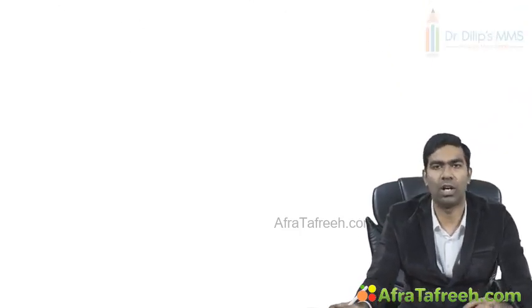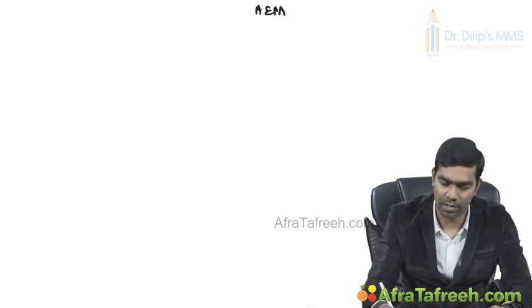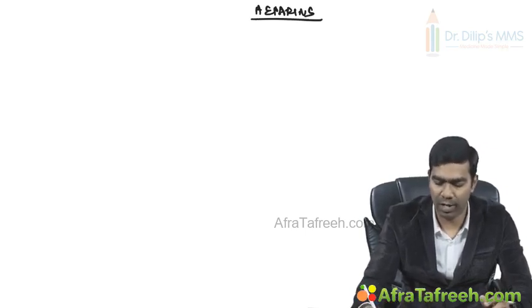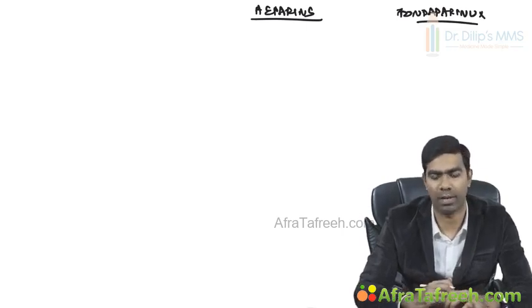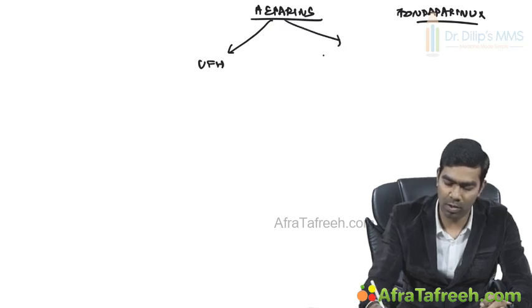Clear? So now, having said all these things, we can discuss the heparins. Clear? Heparins, and you have fondaparinux also separately. We can put it separately, even though it can be put under heparins, but let me put fondaparinux separately. Heparins have two types. One is called unfractionated heparin. The second one is called low molecular weight heparin.